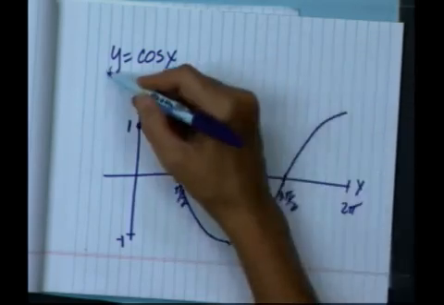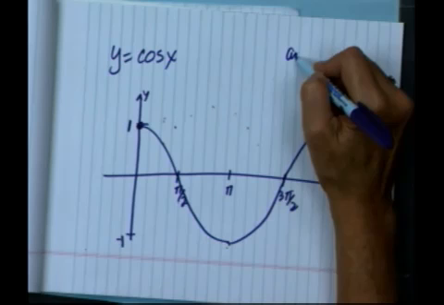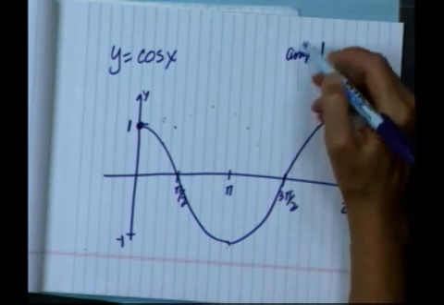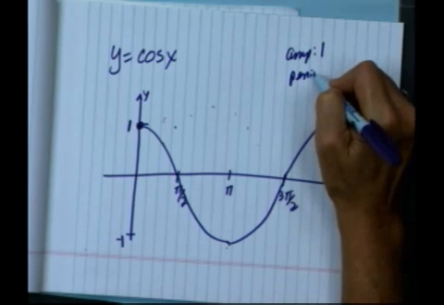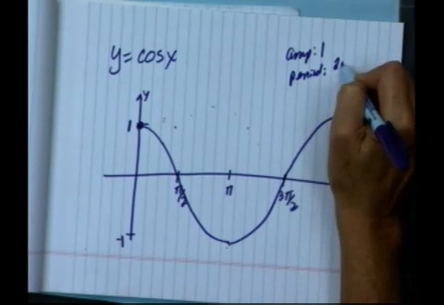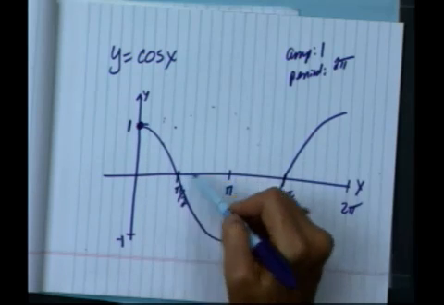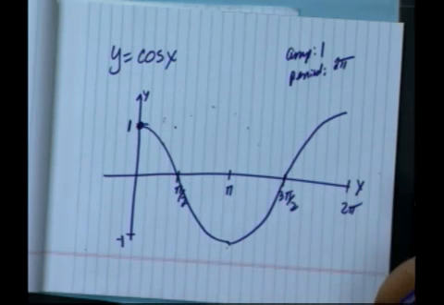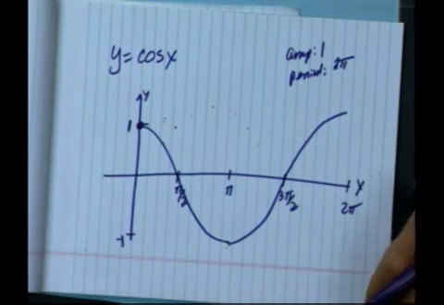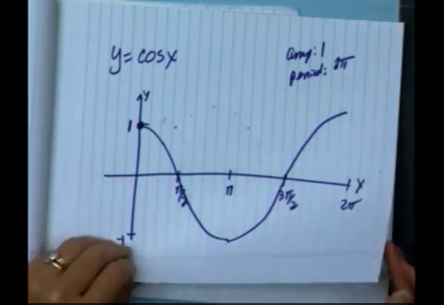So for the normal y equals cosine x, the amplitude is 1. The period is 2 pi. Okay? And it always starts up, and your zeros are at pi over 2 and 3 pi over 2. Okay? Everybody good? All right, so let's put it all together and sketch something.